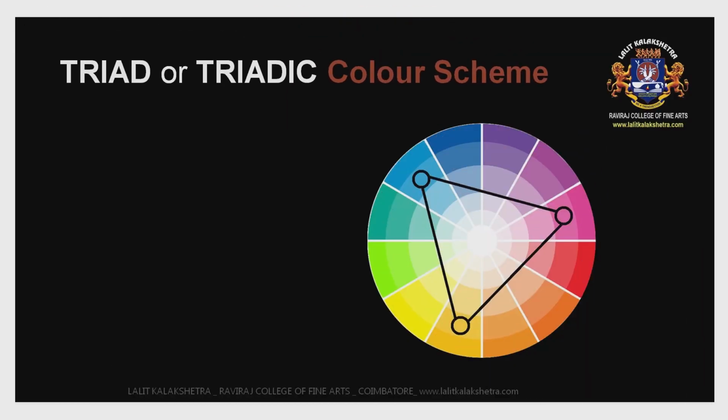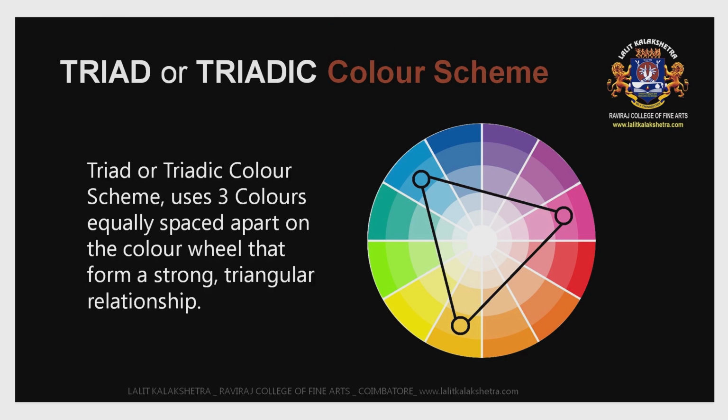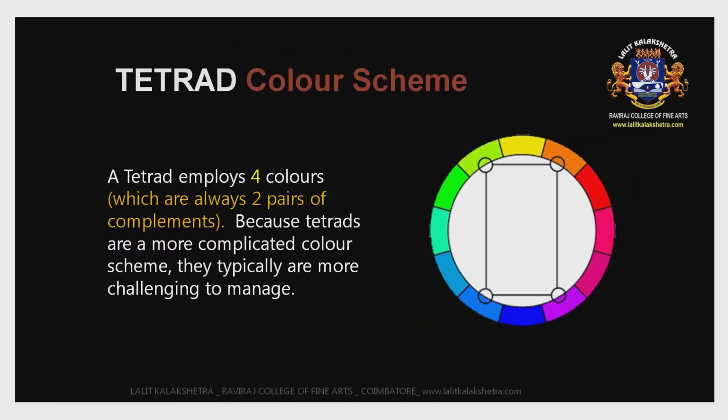Triad or triadic color scheme. A triadic color scheme uses 3 colors equally spaced apart on the color wheel that form a strong, triangular relationship. Tetrad color scheme. A tetrad employs 4 colors, which are always 2 pairs of complements. Because tetrads are a more complicated color scheme, they typically are more challenging to manage.